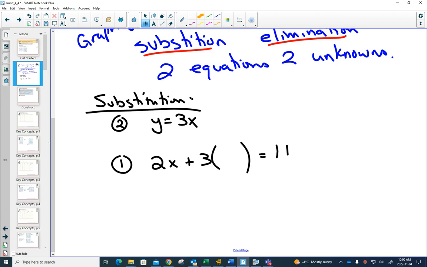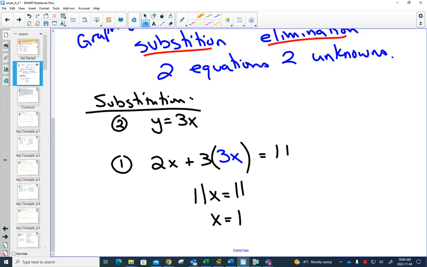going to put brackets where the y was, and I substitute in instead that y is equal to 3x. And what this does is it changes our equation to having only one thing that we don't know. Now we have a regular equation that we could solve. If I put my like terms together, 9x plus 2x, that's 11x equals 11, and x equals 1.